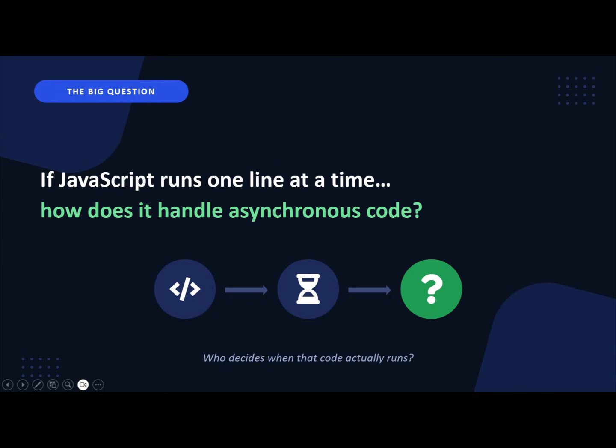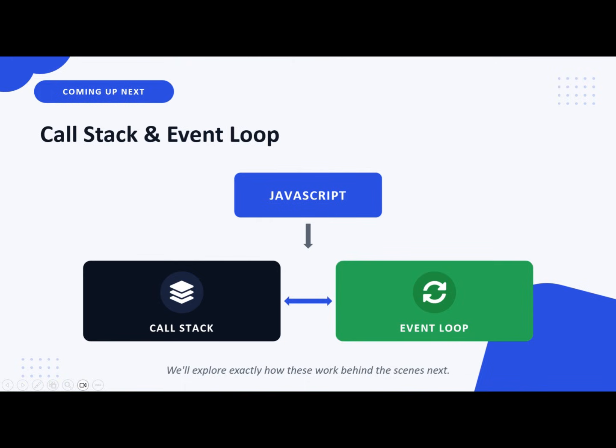Now we have an interesting question. If JavaScript is executing our code one statement at a time, then how was it able to handle this asynchronous operation? How did JavaScript know that it should execute task 1 later? And who decides when that function should actually run? This is where the real story begins. To answer these questions, we need to understand two very important concepts: the call stack and the event loop. These are the concepts that will help us understand what is actually happening behind the scenes. So in our next video, we will discuss the call stack and event loop.